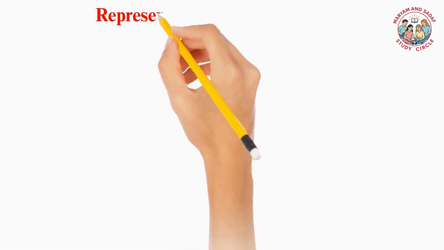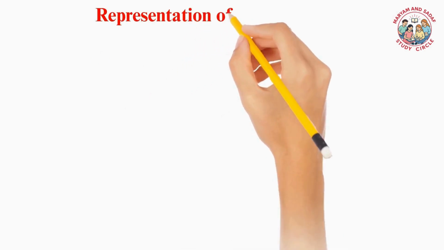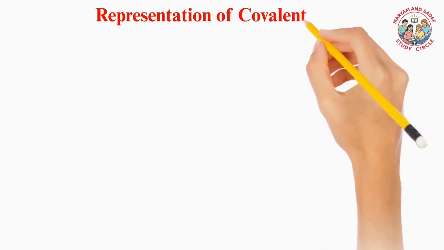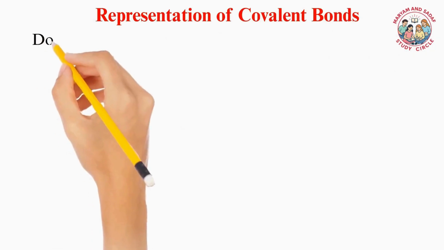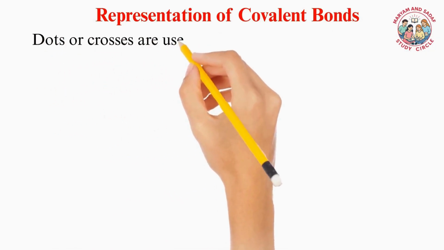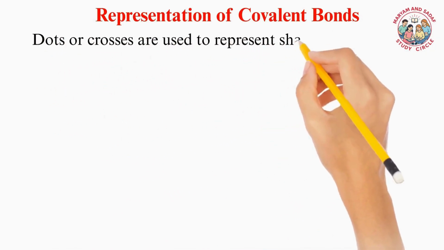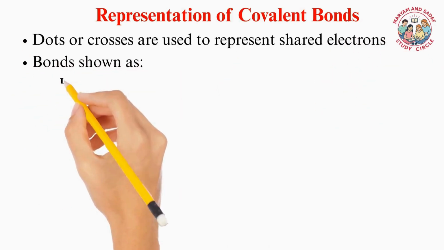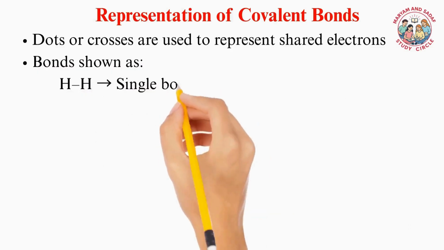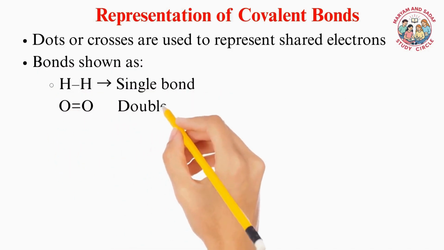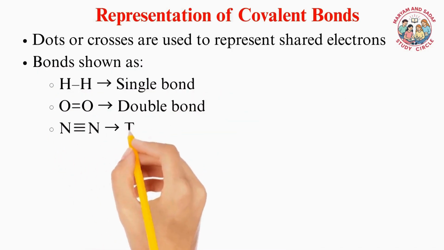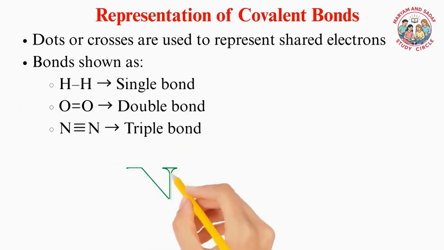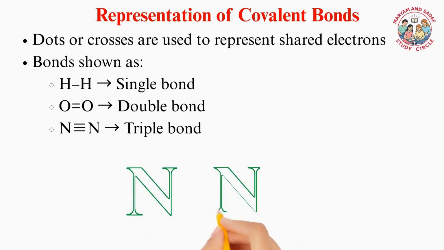Representation of covalent bonds. Dots or crosses are used to represent shared electrons. Bonds are shown as single bond, double bond, triple bond. Hydrogen to hydrogen, single bond; oxygen to oxygen, double bond; nitrogen to nitrogen, triple bond.